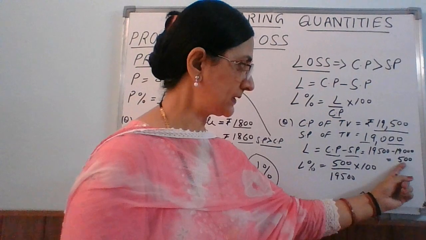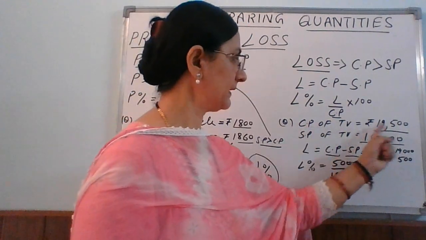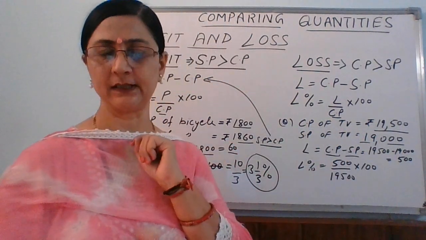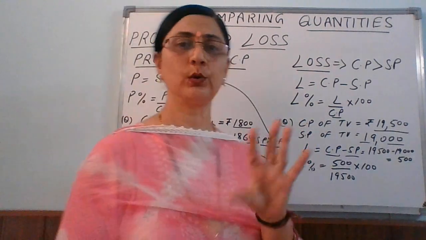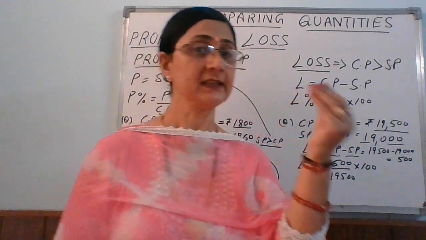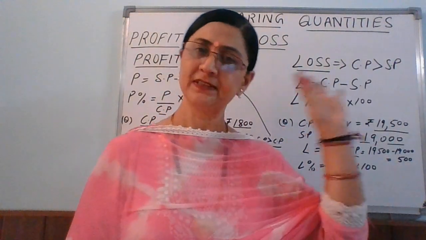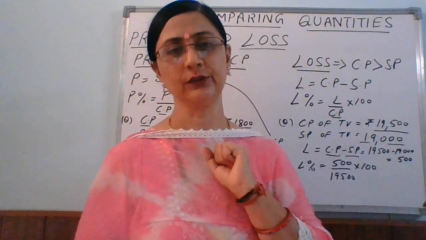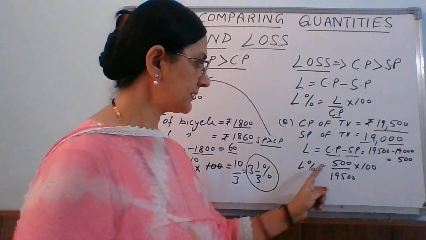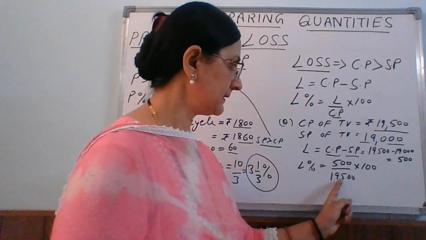Loss is what we found, right? In the denominator it will be CP only, we don't change to SP. In the denominator we have to take the original value, as we took in increase percentage and decrease percentage. So the original value is always CP. First you buy, and you sell later, right? So loss percentage is loss upon CP into 100.